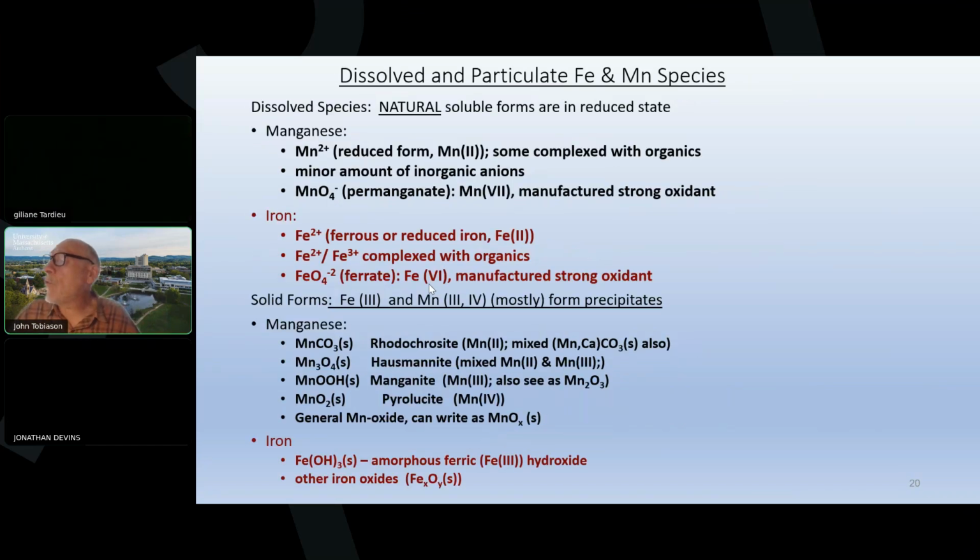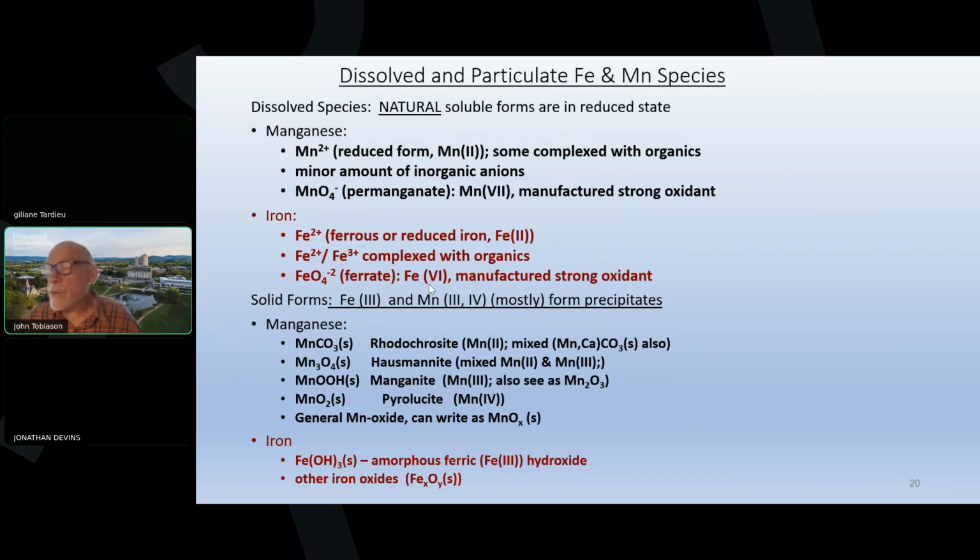So the forms of dissolved and particulate manganese and iron, I'll focus on manganese here. Mn2+ or Mn(II) is reduced and it's soluble. There's a minor amount of some other inorganic anions. And then the other dissolved species is permanganate, one that we produce and use as an oxidant, ironically, to treat for manganese sometimes. So it's a bit of a strange one. And that's manganese in the +7 state. So it takes 5 electrons per mole to transfer from 7 to 2, for permanganate to Mn2+, for example.